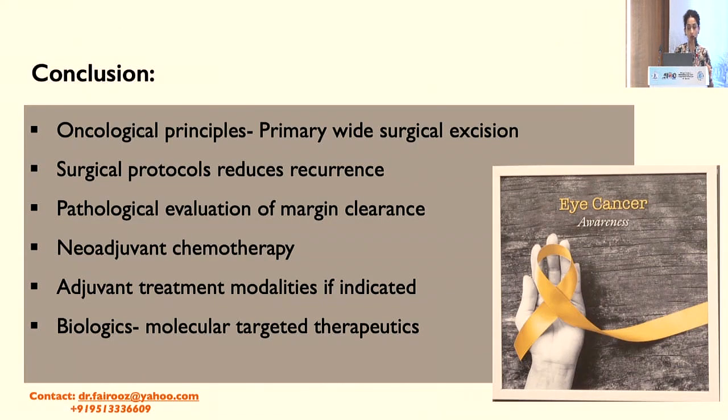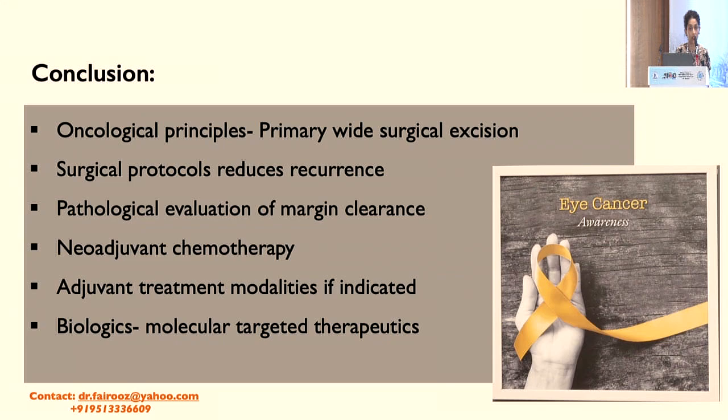So to conclude, oncological principles are very important to follow, especially in malignant eyelid tumors, with a primary wide surgical excision. Applying surgical protocols definitely reduces the recurrence and improves the outcome of these patients with lethal malignancies, because whenever there is a recurrence, there is a chance of these tumors de-differentiating into a severe variety of adenocarcinoma and poorly differentiated carcinoma, which in fact affects the patient's life.